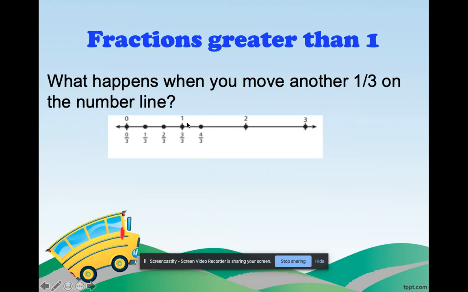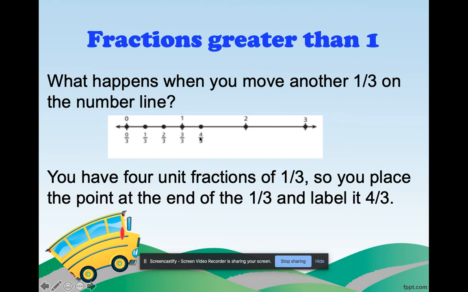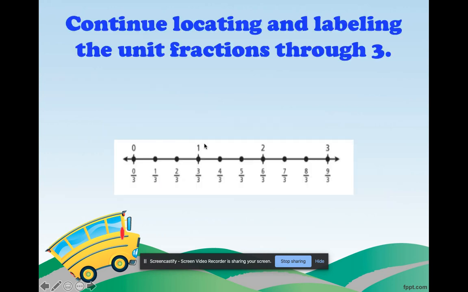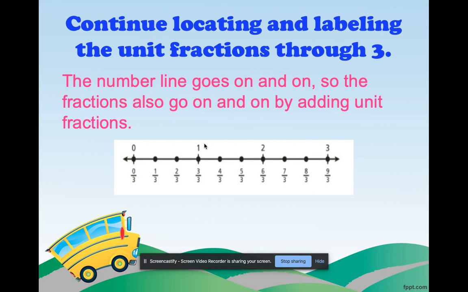What happens when you move another 1/3 on the number line? You have 4 unit fractions of 1/3. So you place the point at the end of the 1/3 and label it 4 over 3. Now, when you look at 4 over 3 here, you're going to see that it's after 1, which means this fraction is greater than 1. What is something else that's telling me that this fraction is greater than 1? What we said before, that when the numerator is greater than the denominator, then this fraction is greater than 1.